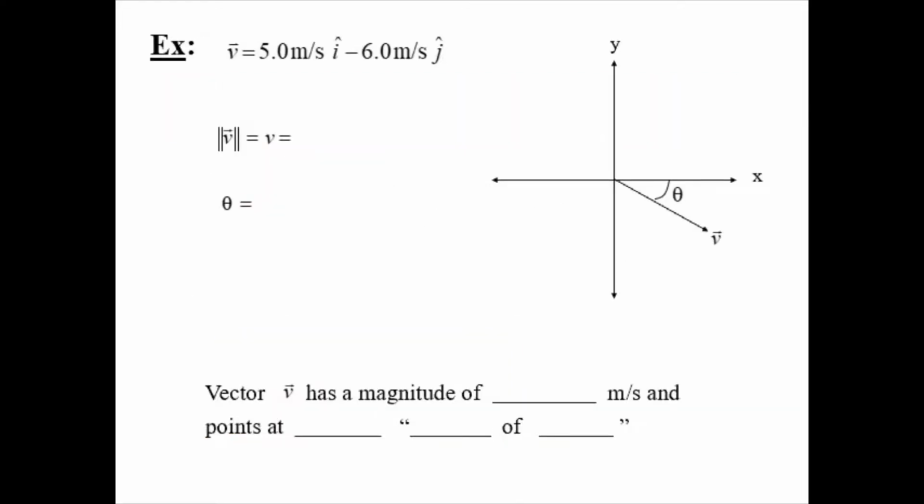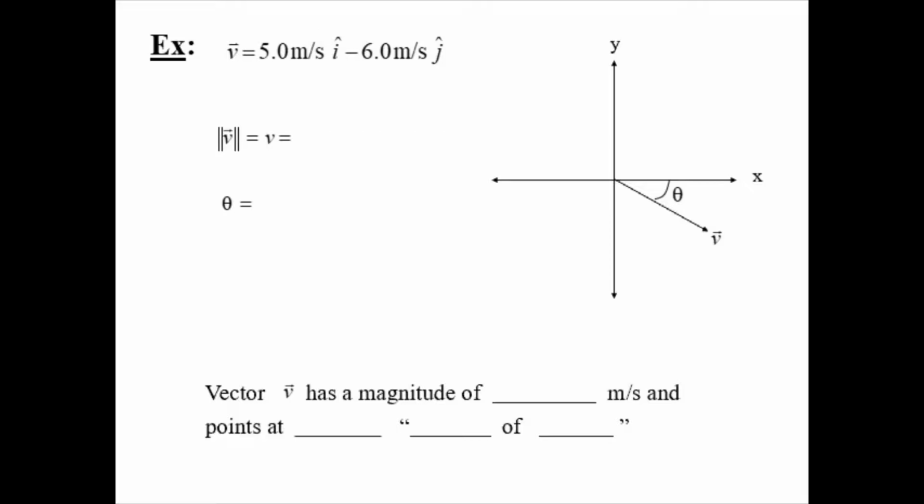And of course, the best way to get good at this and understand it even better is to see it demonstrated and then to practice it yourself. So here we see vector v, which is 5 meters per second i minus 6 meters per second j. So maybe v here is a velocity vector for the wind or something like that, where meters per second is simply the units that the velocity vector here is in.